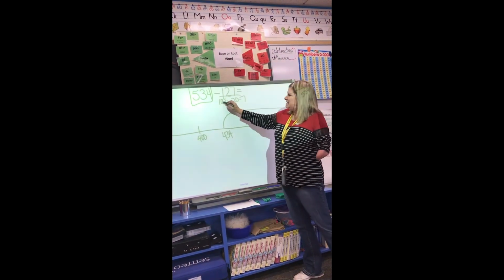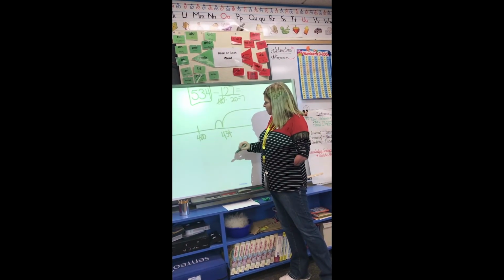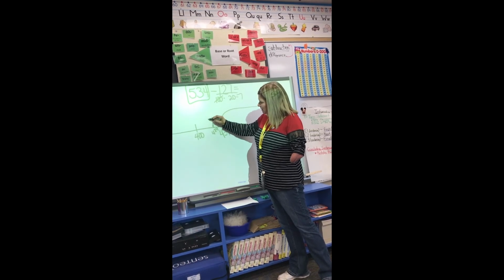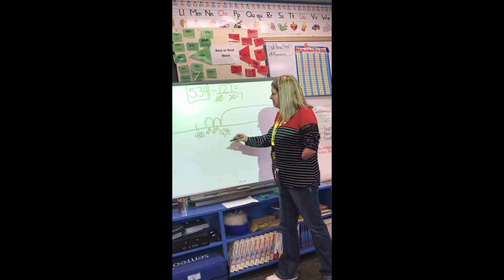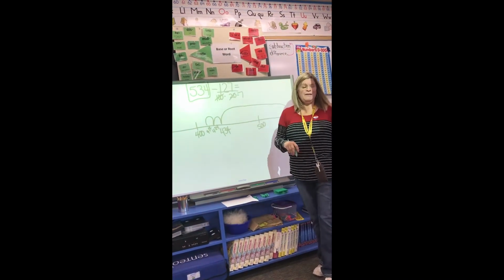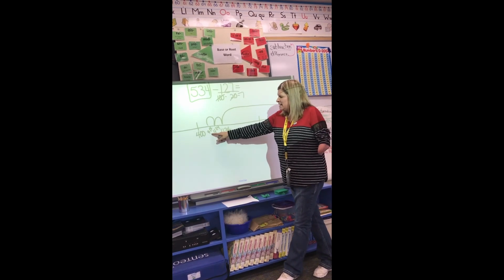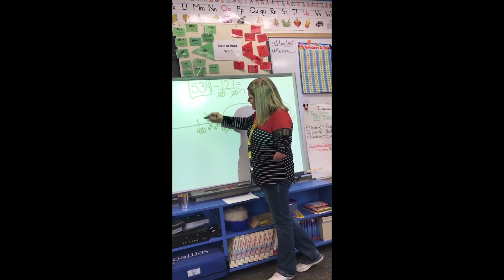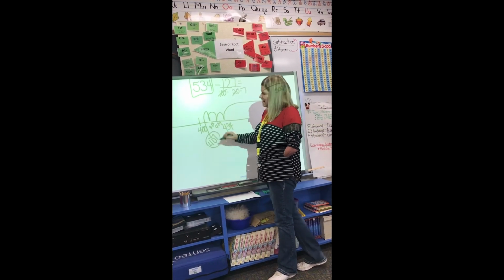Now, I need to take away 20, so here I can take away to 424, 414, and then I know a double. I know that 7 plus 7 is 14, and I see that I have 414, and I have to take away 7. So my answer is 407.